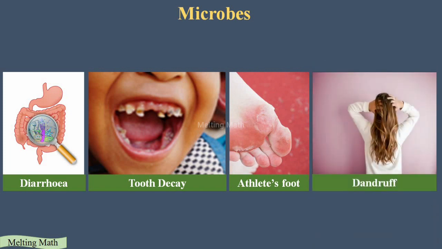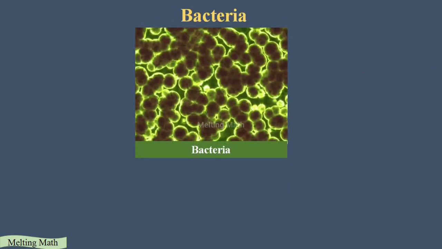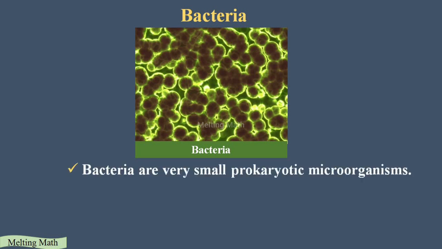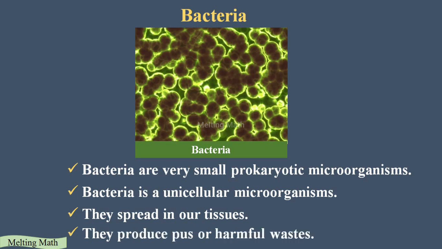Okay, let's discuss bacteria. Bacteria are very small prokaryotic microorganisms. Here, prokaryotic is nothing but a cell which does not have a nucleus. Bacteria is a unicellular organism. In the earlier unit, we discussed unicellular and multicellular organisms. So here, bacteria is a unicellular organism. Bacteria spread in our tissues, and they produce pus or harmful waste in our body.